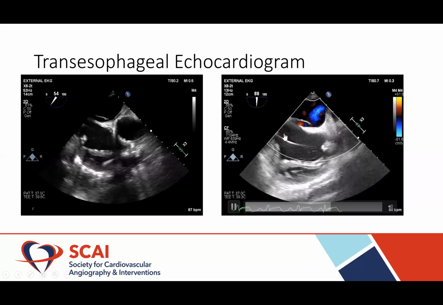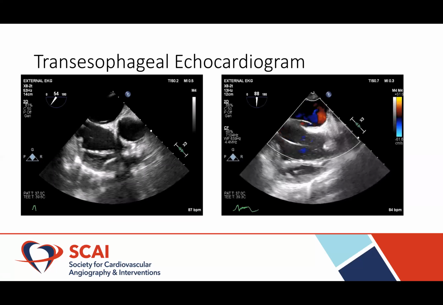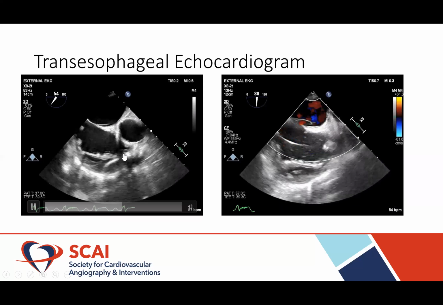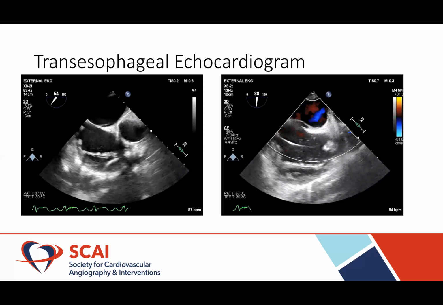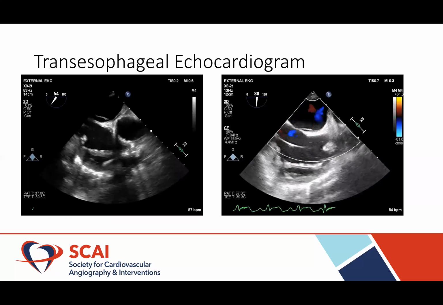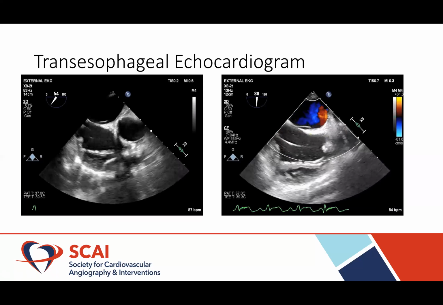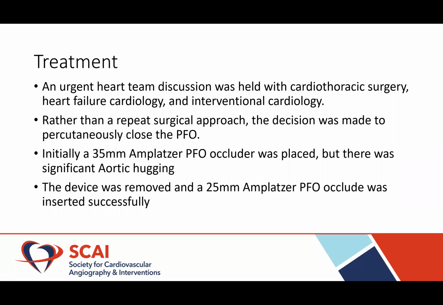So here are our TEE images that demonstrated a very large right to left shunt, as you can see based on the color images on the right of the screen, without color here on the left. What you can see is that there's quite a bit of significant variation, particularly with ventilation, with continuous flow from the LVAD in the LV, significantly influencing the right to left shunting effect.